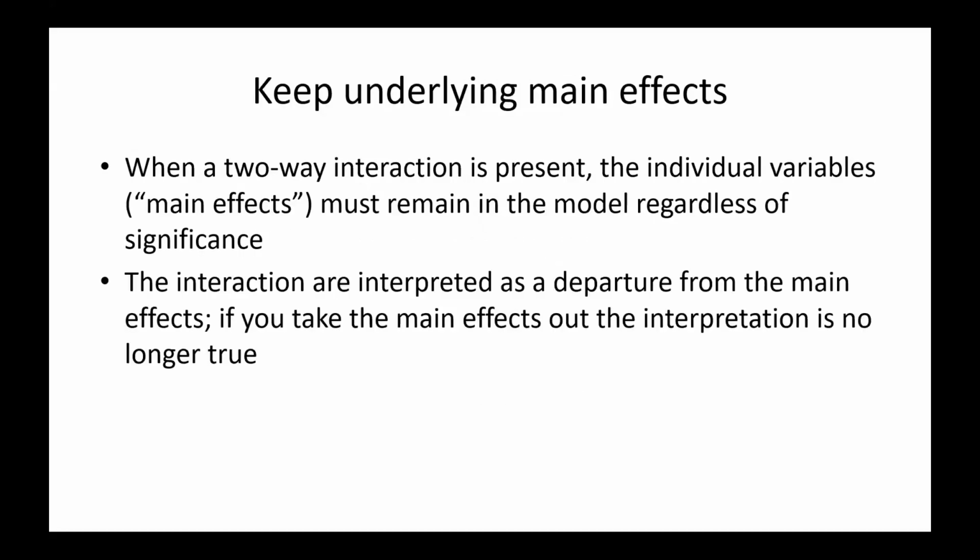When you have interactions, you want to make sure that you also have the corresponding main effects in the model. So if I have an interaction between x1 and x2, then I want x1 and x2 separately also in the model. Even if x1 were not significant, I would still keep x1 in the model. And the reason is that interactions are interpreted as a departure from a main effect. So when you remove the main effect, if you remove x1, then the meaning of what the interaction is changes.